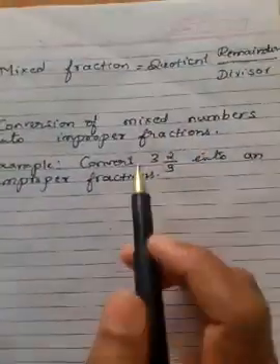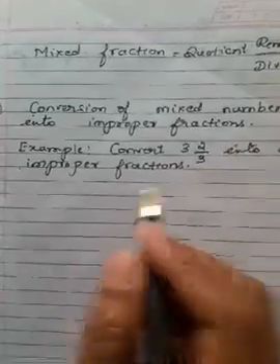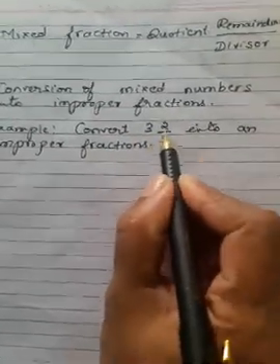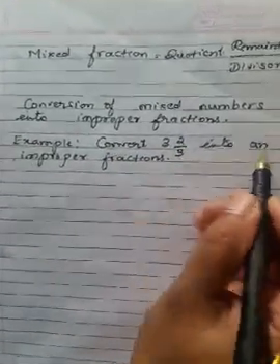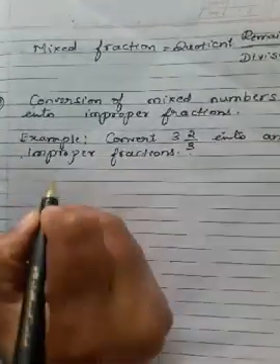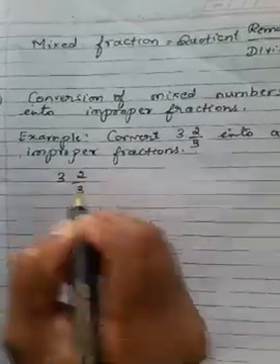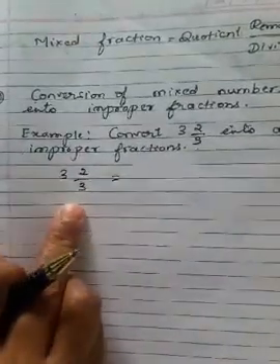Now, how to convert into an improper fraction? This is which fraction? 3 2 upon 3, a mixed fraction, correct? Convert 3 2 upon 3 into an improper fraction. So how to convert? Let's see. 3 2 upon 3, correct?